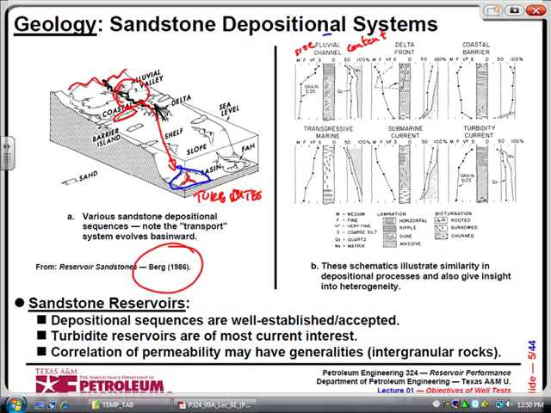Does anyone surprise that a fluvial channel and a turbidity current look very similar? That is, this and this look very similar. Here's a pattern here. Here's a pattern here. Here's a pattern here. Here's a pattern here. Why is that?